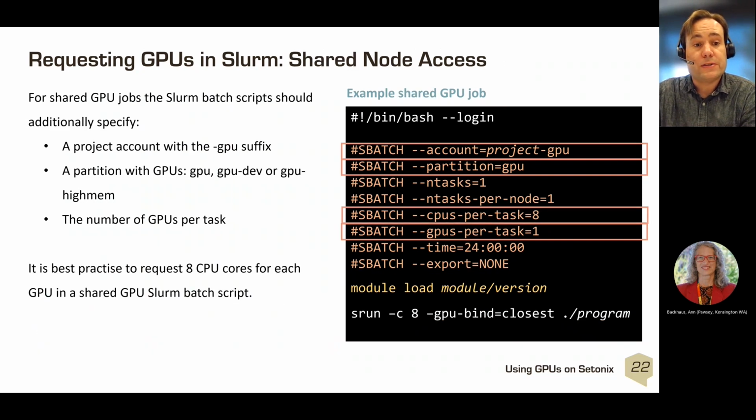For the shared node access, again, the -gpu suffix on the project name, and the GPU partition you're looking to use. It's a best practice to request your CPUs in multiples of 8, corresponding to the number of GPUs that you're requesting, just to ensure that you're receiving the right amount.